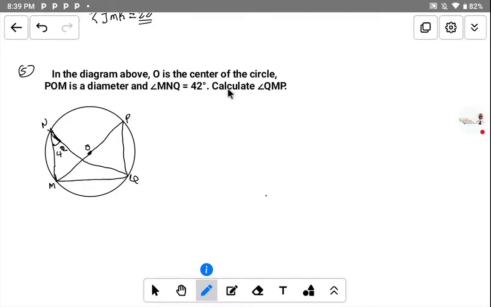So calculate angle QMP. We're told to calculate angle QMP. So we want to calculate the angle of this keyword MP. Okay, this is P. So we want to look at this angle here, not the full angle here. This angle is what we're told to find. Now, if you look at this question very well, it is quite simple. Before I solve it now, what do you think is the first step?